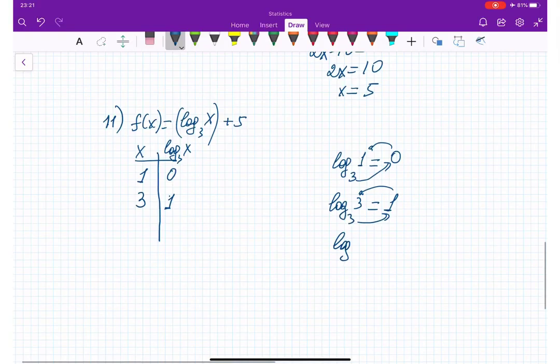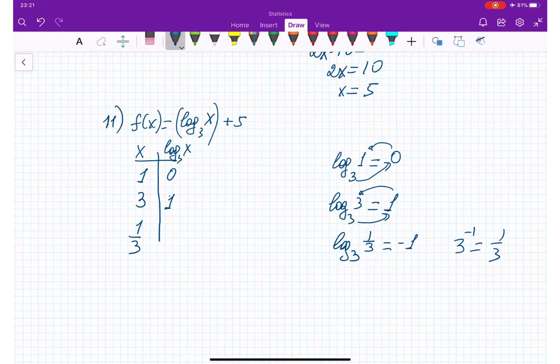Logarithm by base 3. 1/3. Okay, I'm taking x as 1/3. So 3 to what power is going to give me 1/3? -1, right? Because 3 to the power -1 is equal to 1/3. So then here we will have -1, correct?